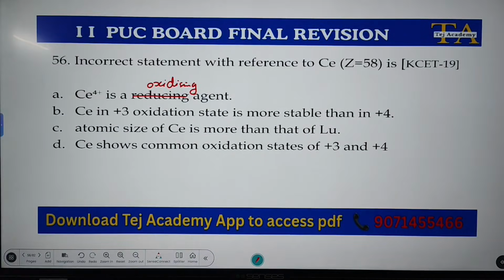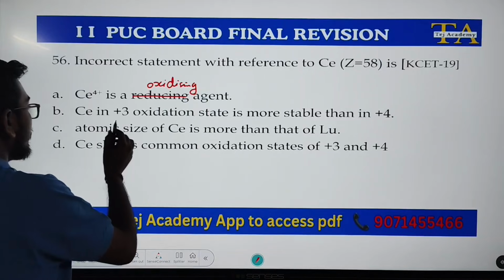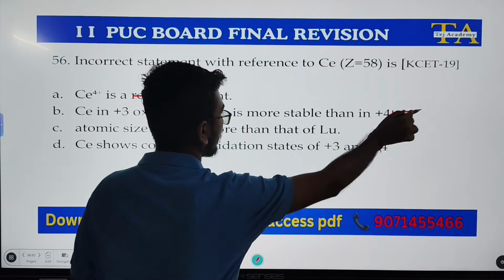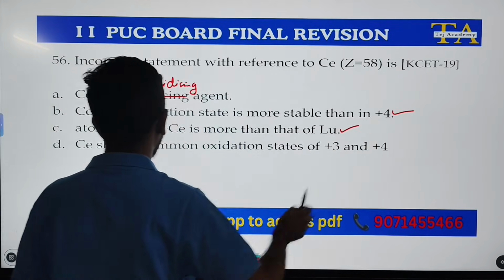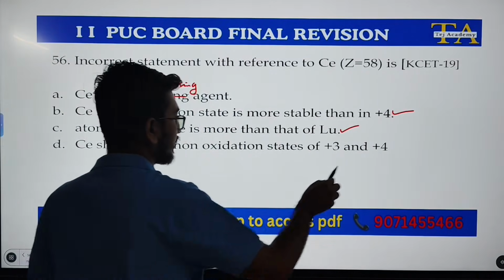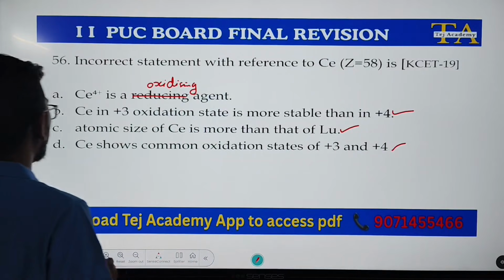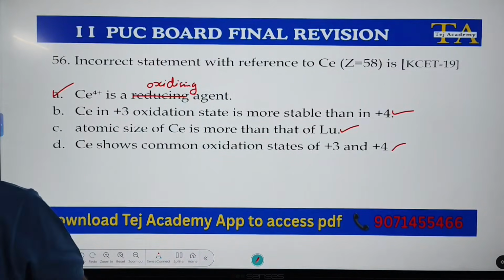So it will act as an oxidizing agent. B. Ce in +3 oxidation state is more stable than +4. Correct. Atomic size of Ce is more than Lu. Correct. Ce shows common oxidation states +3 and +4. So option A is the right answer.